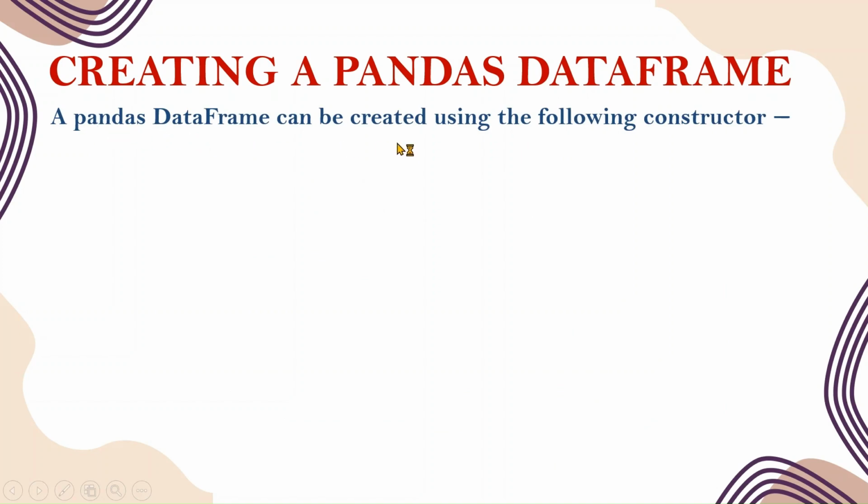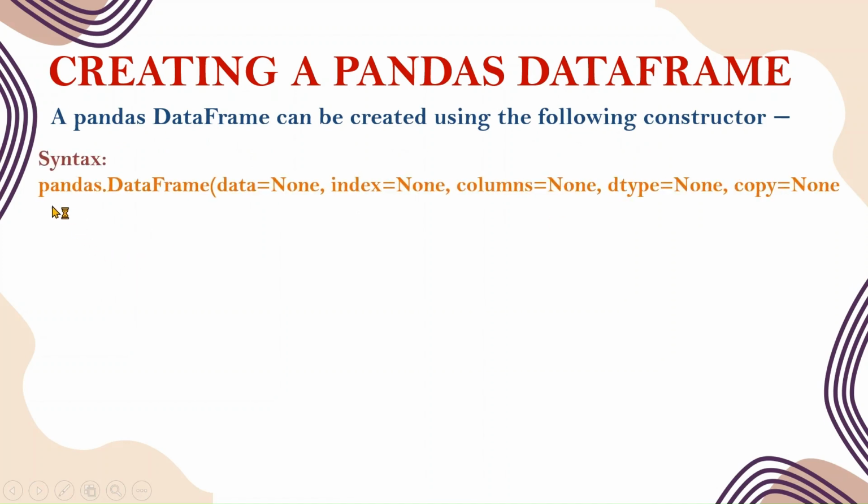A pandas data frame can be created using the following constructor. So this is the syntax for that. We have the pandas library, and in that we have a class called DataFrame, and I'm using the DataFrame constructor. Here, data equal to, you need to put what type of data. It could be a list, or a dictionary, or a file. That means what type of data you are trying to put. Then the index, then columns, then dtype, and copy.